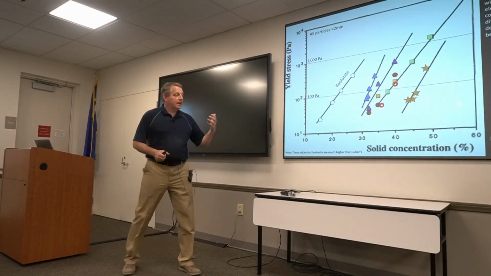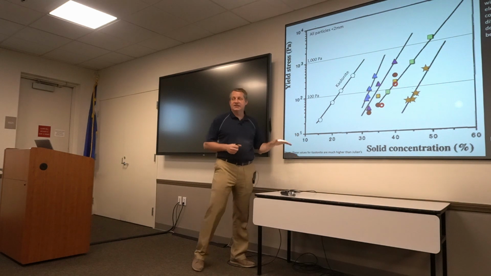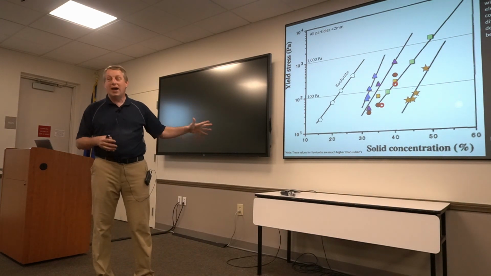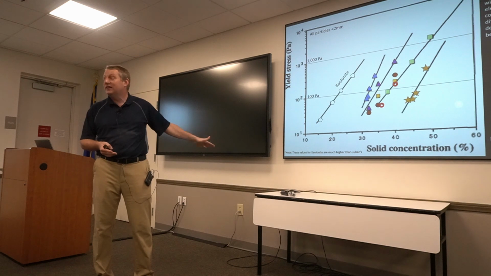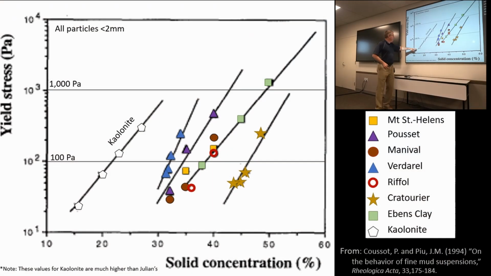So this is one of the famous studies, Coussot and Piau, and they're doing it on a log scale because the belief is that these are exponential. You can see this is why we think they're exponentials, because they're kind of linear on a log scale. And so kaolinite's weird. These kaolinite values, incidentally, are much higher than Julian's values. But at very low concentrations, you get pretty high shear strengths.